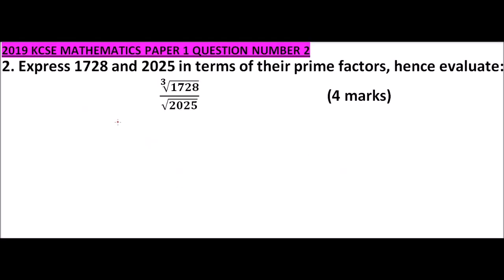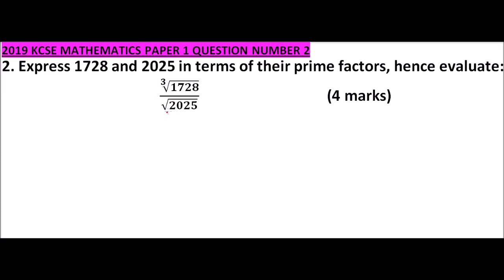So 2019 KCSE Mathematics Paper 1, question number 2, we are told express 1728 and 2025 in terms of their prime factors, hence evaluate the cube root of 1728 divided by the square root of 2025.